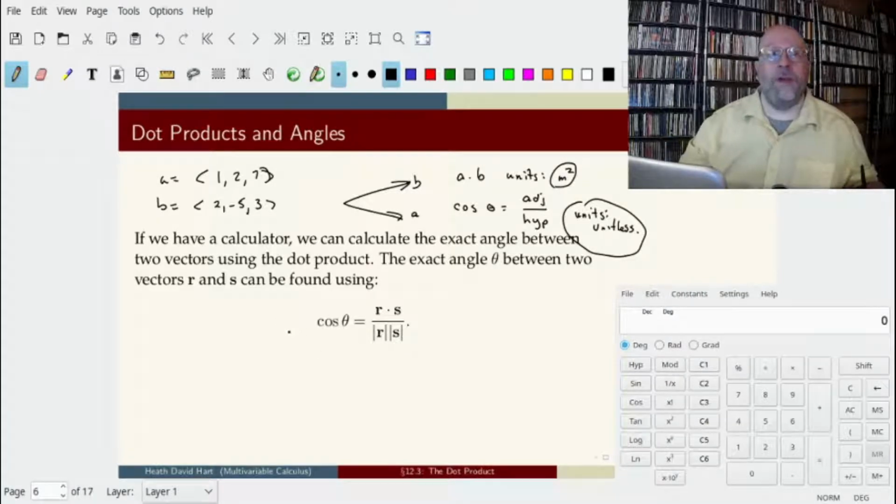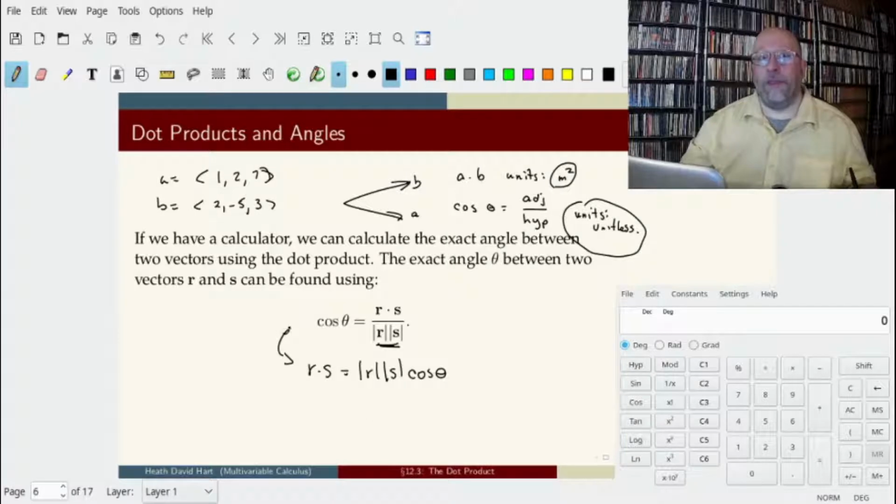You will see this formula written in a large number of books this way: the dot product is equal to the magnitude of R times the magnitude of S times the cosine, where the stuff that's on the denominator in this formula has moved to the left side of the equation in this formula.